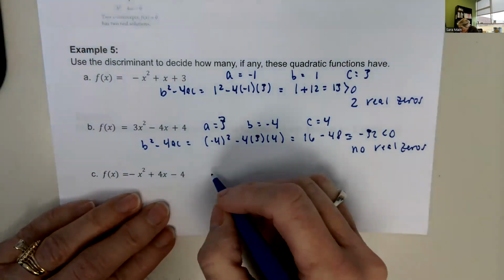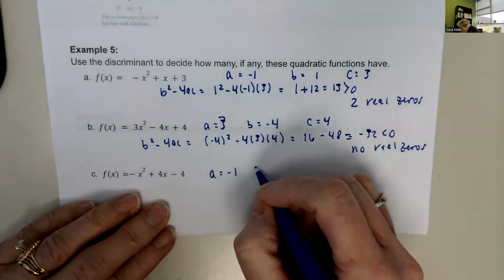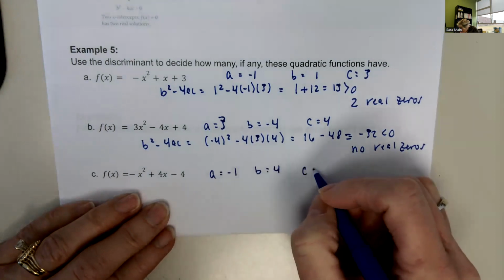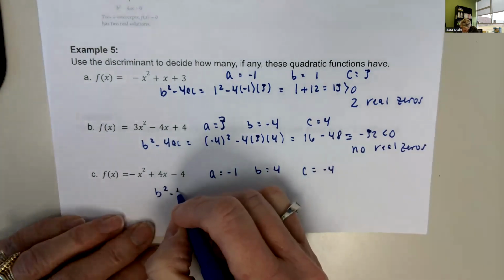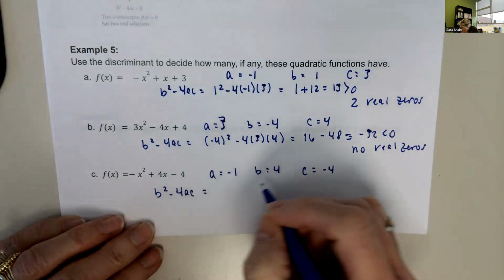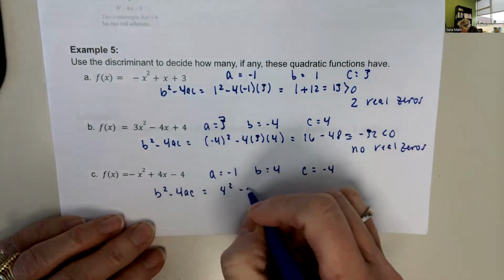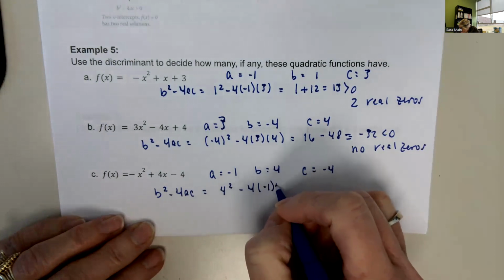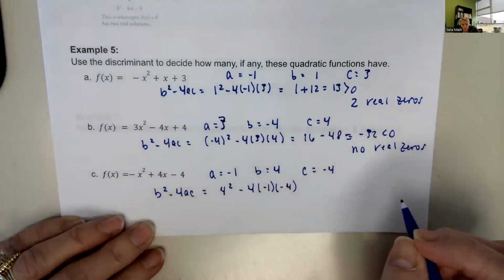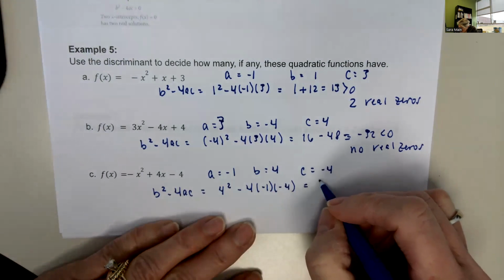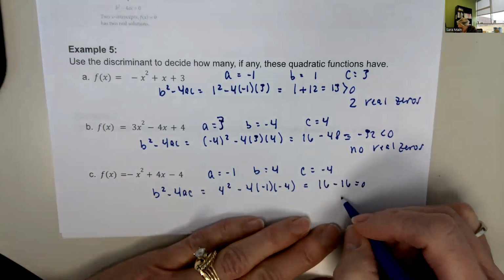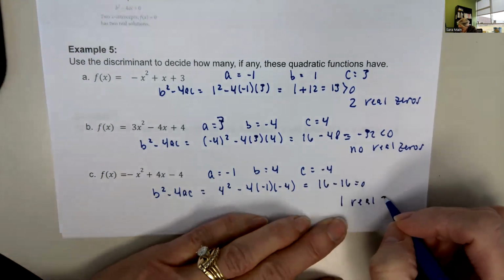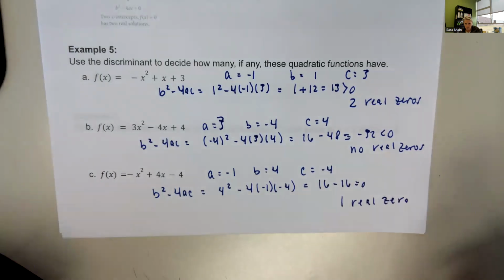And then for C, we have a is a negative 1, b is 4, and c is a negative 4. B squared minus 4ac. So 4 squared minus 4 times a negative 1 times a negative 4. And so this equals 16 minus 16, or 0. So that tells us that there's one real zero. And we're going to learn how to find them all in this chapter. Isn't that exciting?